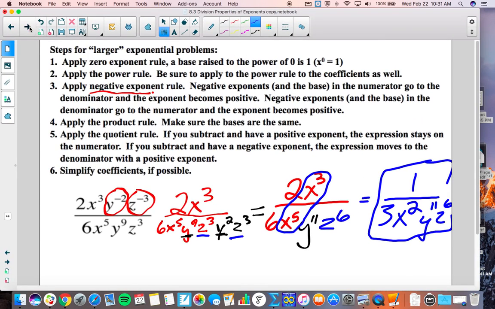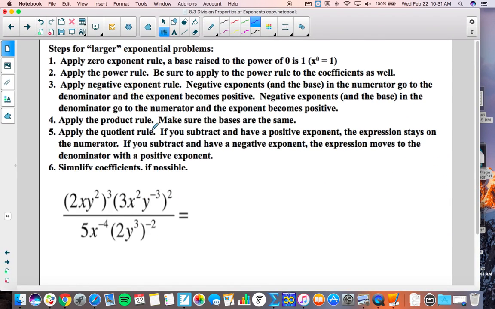Let's try one more. Can we do this? Yeah, we can do it. Apply the zero exponent rule. I don't see anything raised to the power of 0. Apply the power rule. Ooh, we got lots of power rule here. Trickle, trickle, trickle. Sprinkle, sprinkle, sprinkle. 3 sprinkles there. And on the bottom, I've got the -2 going to those 2 factors. No sprinkling over there. So what do we get?